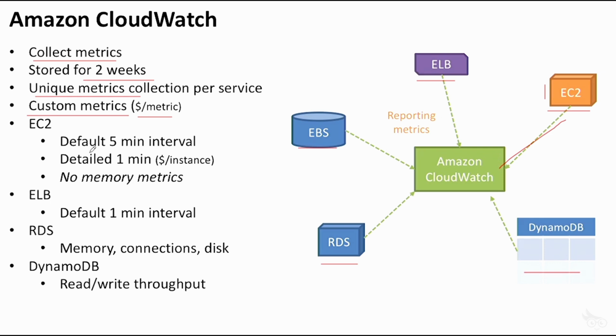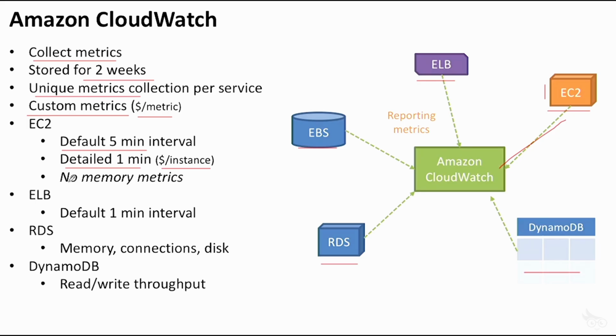Now, as an example, when we look at the type of metrics that we get out of the box, one example of EC2 is that the default is going to be at a 5-minute interval. If we wanted more detailed than that, we can pay a certain amount per instance to get access to 1-minute intervals. It's important to know that EC2 is only reporting to CloudWatch those metrics that are available to the hypervisor, such as CPU utilization, network I/O, disk I/O.